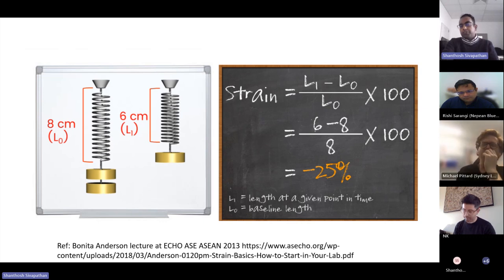And the contrary is true as well. If there's shortening, in other words, you've got a myocardium that is 8 centimeters and now shortens to 6 centimeters, you get 6 minus 8 divided by 8, which is a 25% reduction.